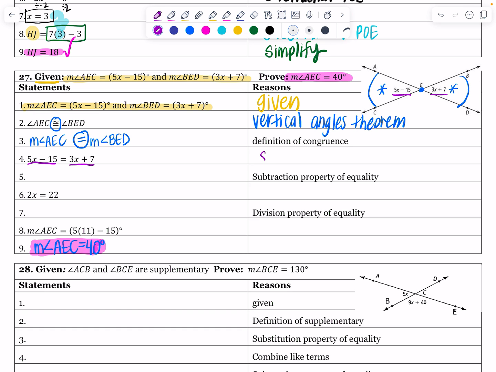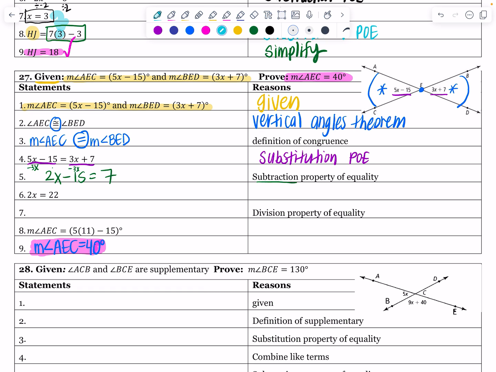What is it called when you plug something in? That is called the substitution. So many T's in that word, substitution. Property of equality. I substituted in the values. Okay. Now it tells me to use the subtraction property of equality. So when I use the subtraction property of equality to get to this next step, I'm going to go minus 3x and minus 3x. You could have also done minus 5x and minus 5x, but I'm a positive person, so I like to keep things positive. 2x minus 15 equals 7 by the subtraction property of equality.